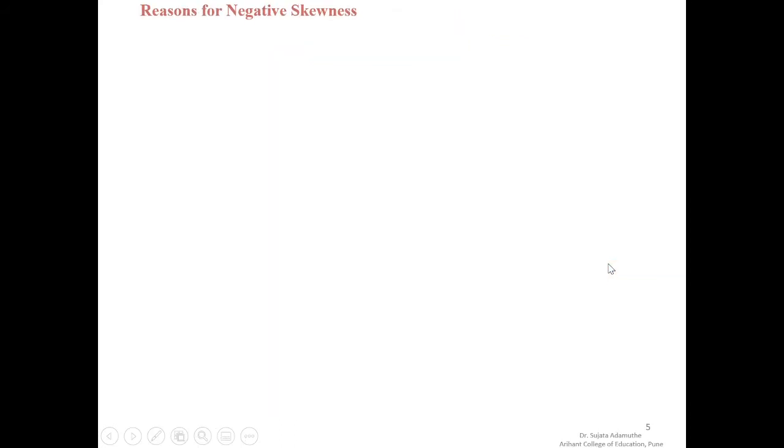Then we'll see the reasons for negative skewness and the reasons for positive skewness. Why does this skewness come? Why do these distributions come? Because we will see that the normal probability curve does not always come. Something differs from the NPC, and that skewness has come. But there are some reasons for the negative and for the positive. We will see them one by one.